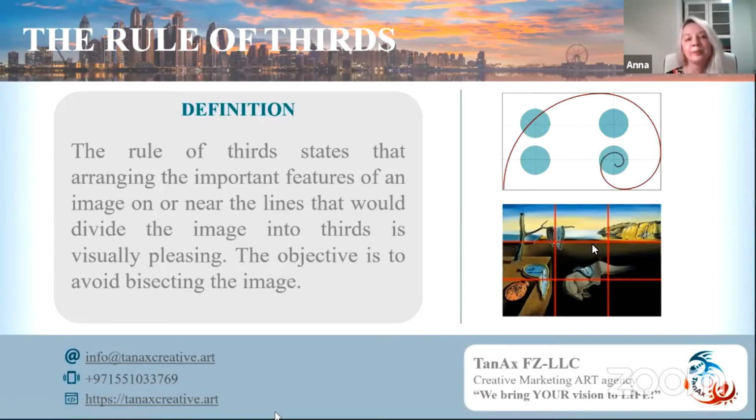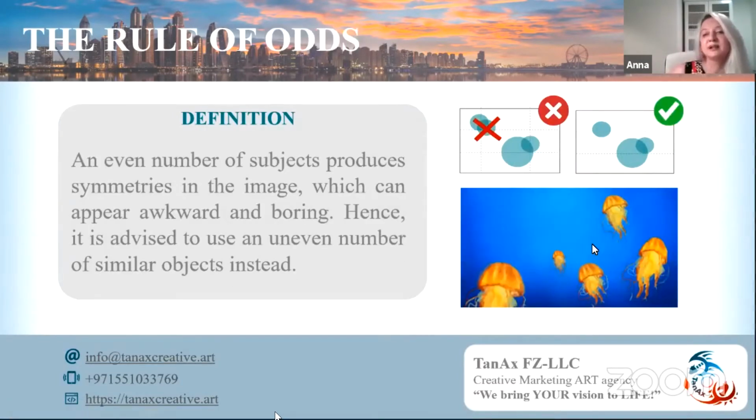Now, second really important and very simple rule is that we should try and avoid the even numbers of elements. So if I'm painting 3 apples, that's okay. If I'm painting 4, I would tend to divide them more or less equally through the composition. And that, as we just heard, creates the symmetry which is boring to the eye. So it should not be there. So better paint 5 or 3.